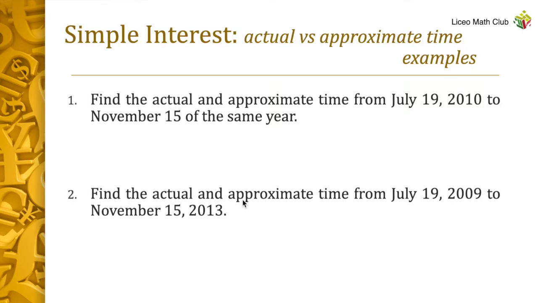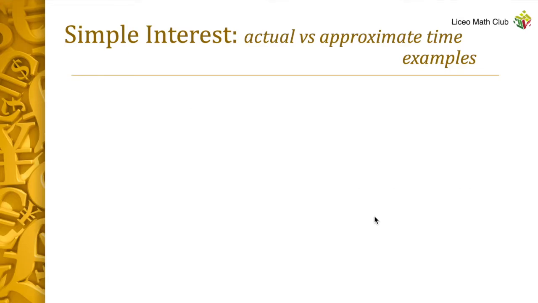Say we're going to find the actual time and the approximate time from July 19, 2010 to November 15 of the same year. Likewise, in number 2, find the actual and approximate time from July 19, 2009 to November 15, 2013. So this is not the same year, but we're going to use the same dates for illustrative examples. Okay, so let's start with number 1.